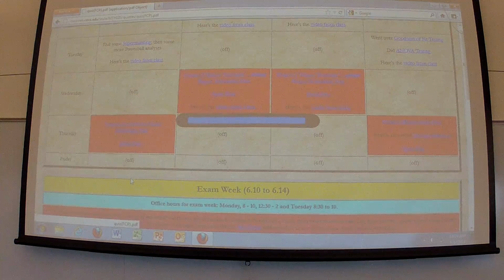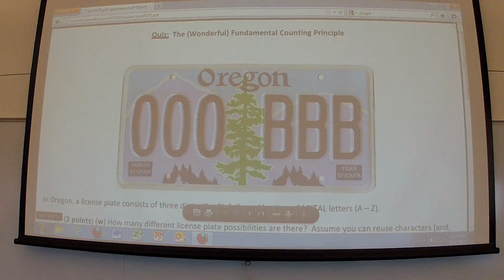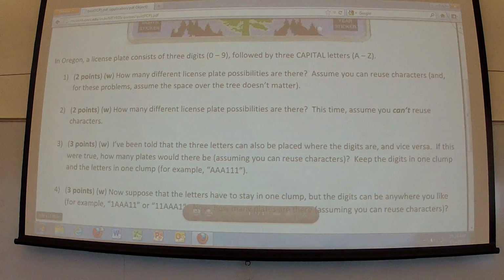So you got the license plates from Oregon. We had 4 problems to look at, and we had license plates consisting of 3 digits and 3 letters. As far as I know, these are the rules. As far as I can tell, this is the way Oregon plates are.